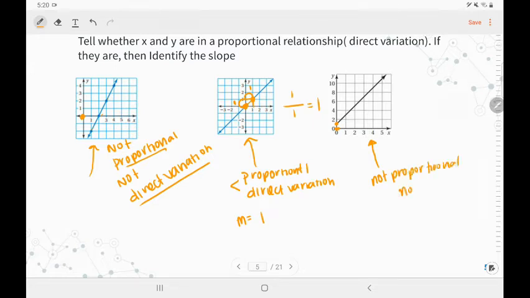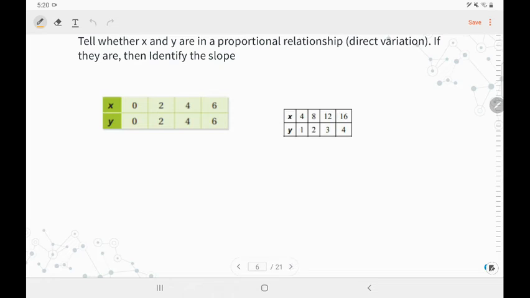Okay, not direct variation. Alright, so that's how I tell from graphs. It has to go through the origin, and then I count the rise over the run. Tell whether x and y are proportional if it's direct variation, and then identify the slope.